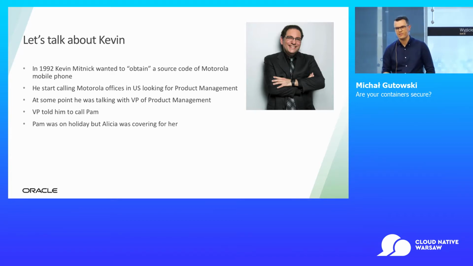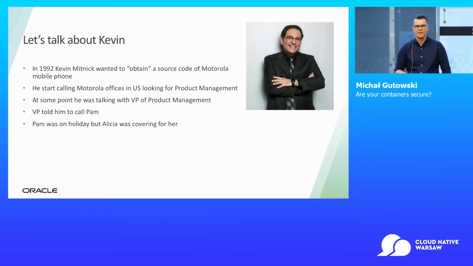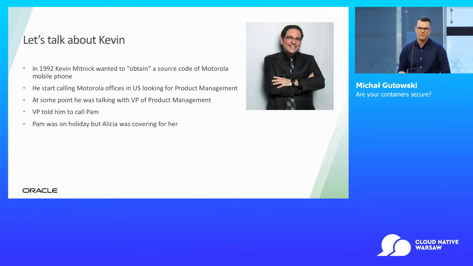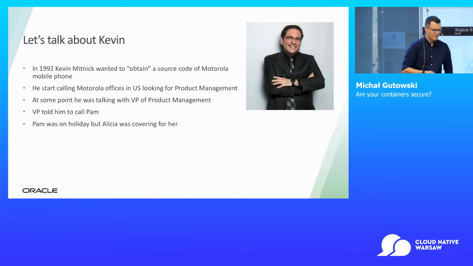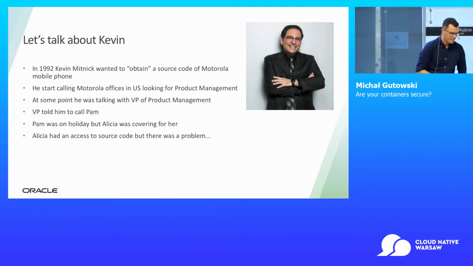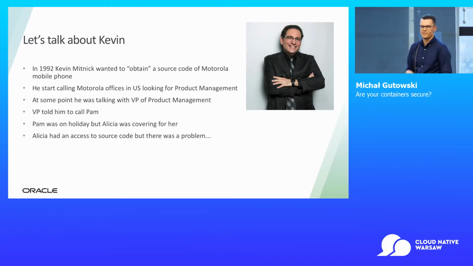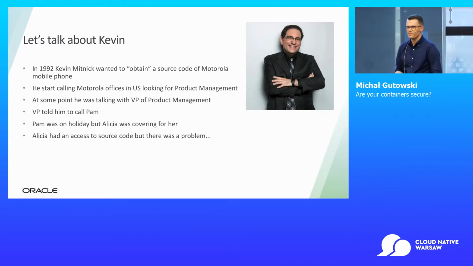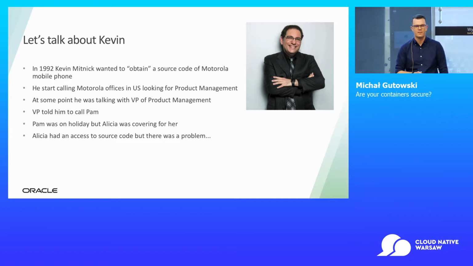But Pam was on holiday and she left a voicemail message saying, "Hey, sorry, I'm on holiday. I will be back in 2 weeks, but if you have anything, just contact Alicia." So Kevin called Alicia, right? And Alicia was saying, yeah, I do have access to the source code, but Kevin, there's a problem. And she told him that the source code is just a lot of files and a lot of directories. So how can I send it to you? Because it's not one file, it's just a couple of files and the subdirectories and other subdirectories. I don't know what to do.